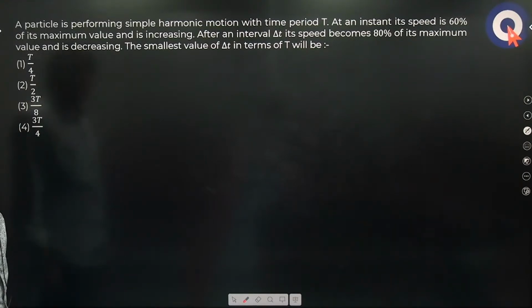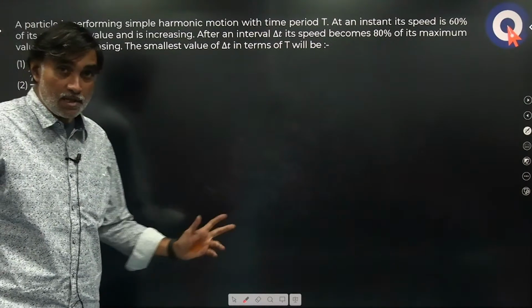A particle is performing SHM with time period capital T. At an instant, its speed is 60% of its maximum value and is increasing. After an interval delta T, its speed becomes 80% of its maximum value and is decreasing. The smallest value of delta T in terms of capital T will be. Okay. Now, this is the question.